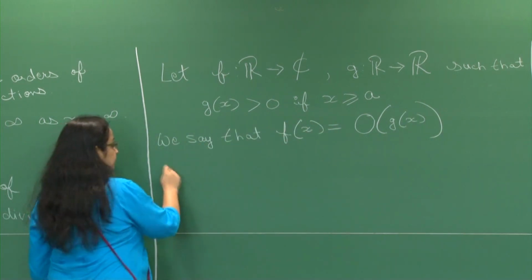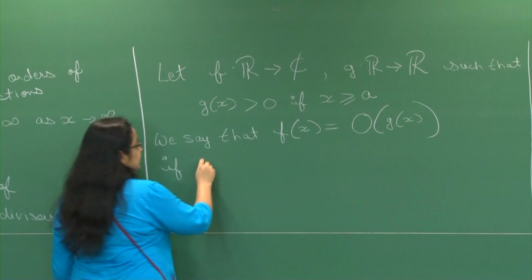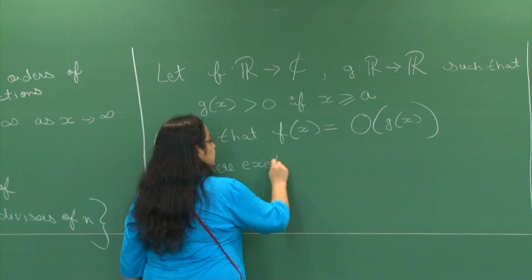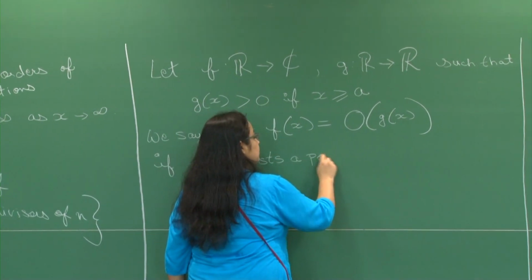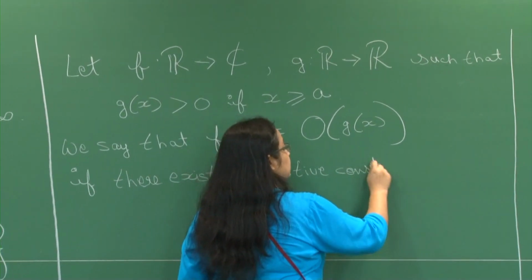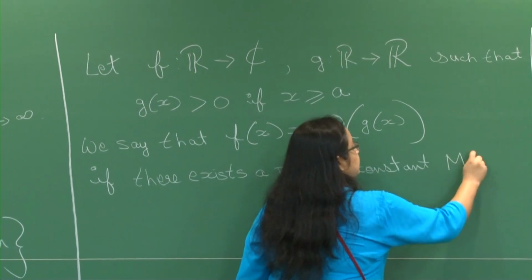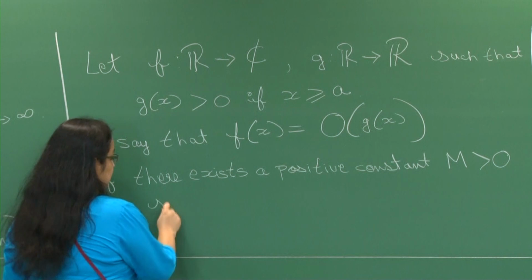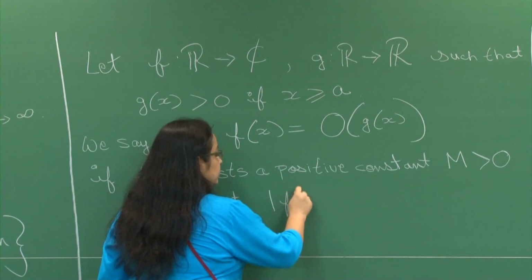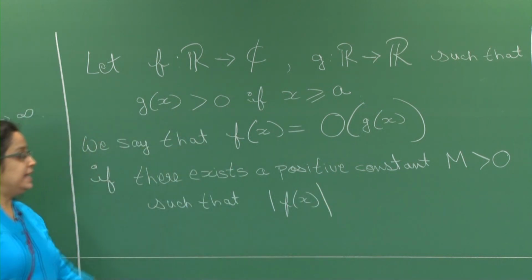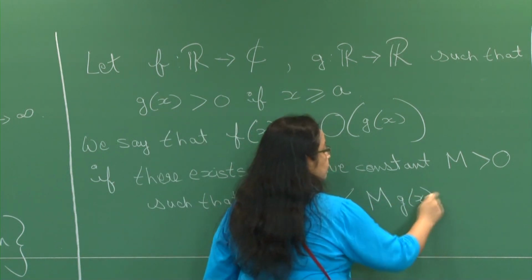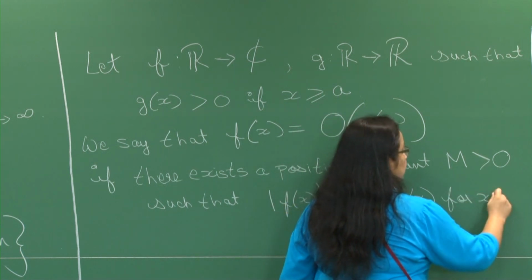if there exists a positive constant m such that the absolute value of f of x is less than or equal to m times g of x for x greater than or equal to a.